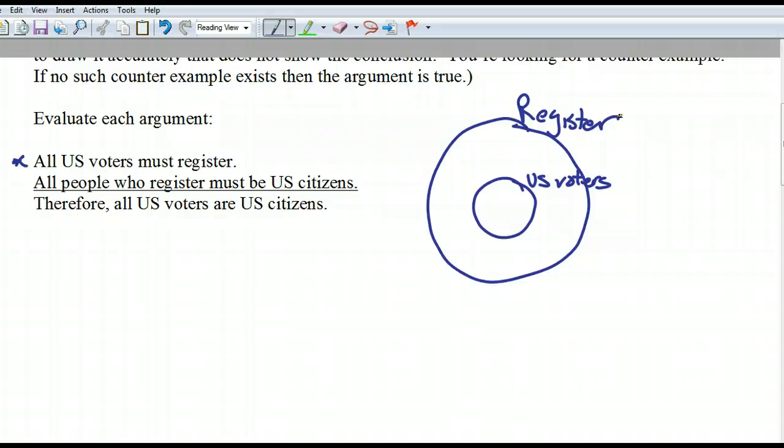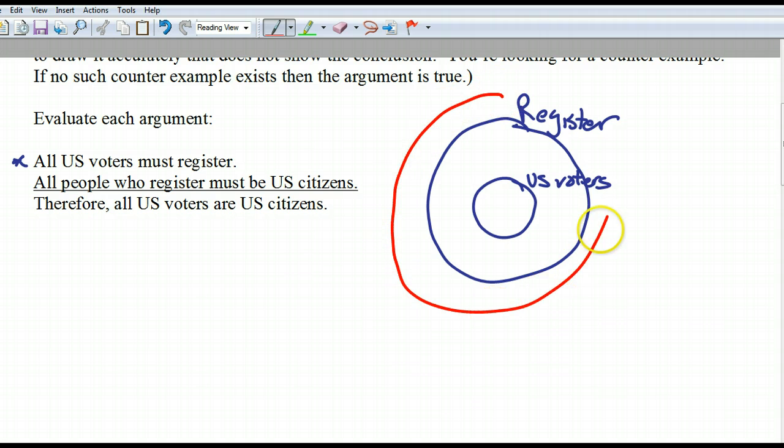Okay, the next premise, all people who register must be U.S. citizens. So we're going to add to this illustration the next premise. I'm going to do this in red. Because all that register must be U.S. citizens, I'm going to circle around that and put U.S. citizens. There is no other way for me to make this diagram.